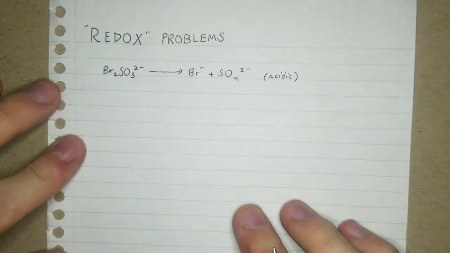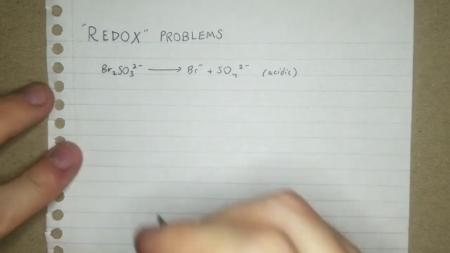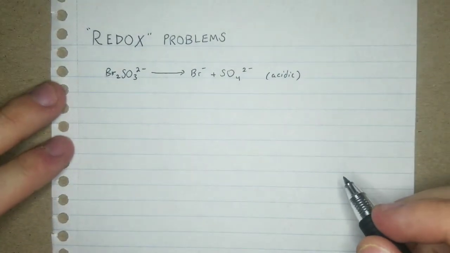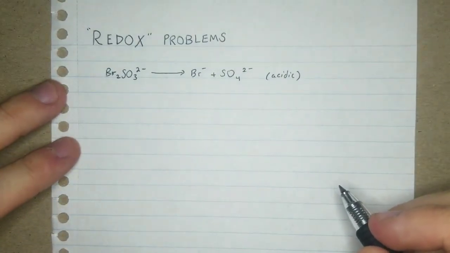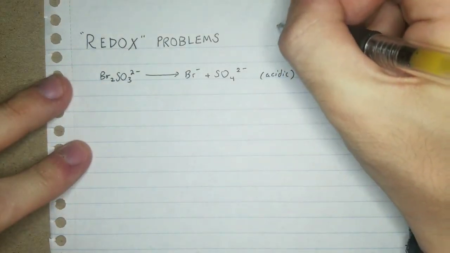Alright guys, we're going to go over some redox problems. I'm going to start with an acidic one that's, I guess, mild, not one of the really hard ones, kind of an intermediate. And there's a lot of ways to do this, but this is just the simplest way that I've found to do it.